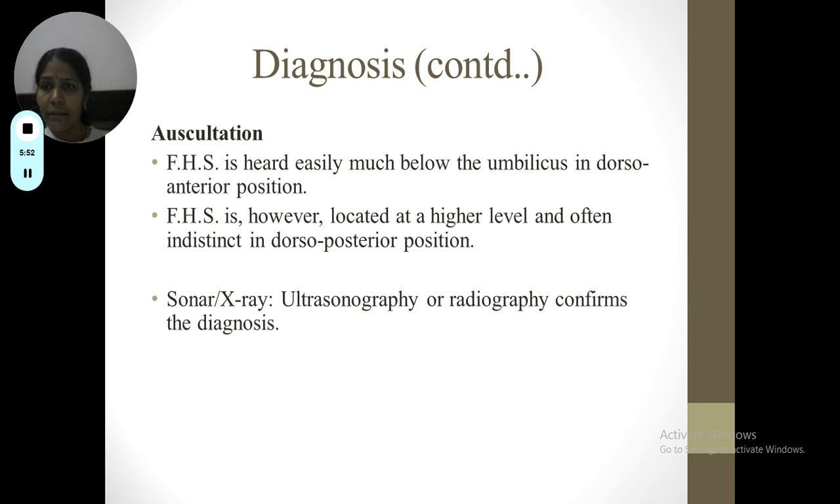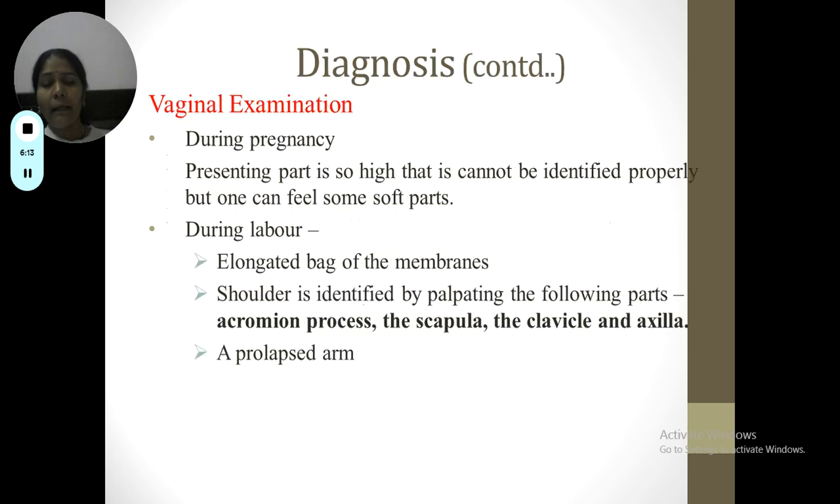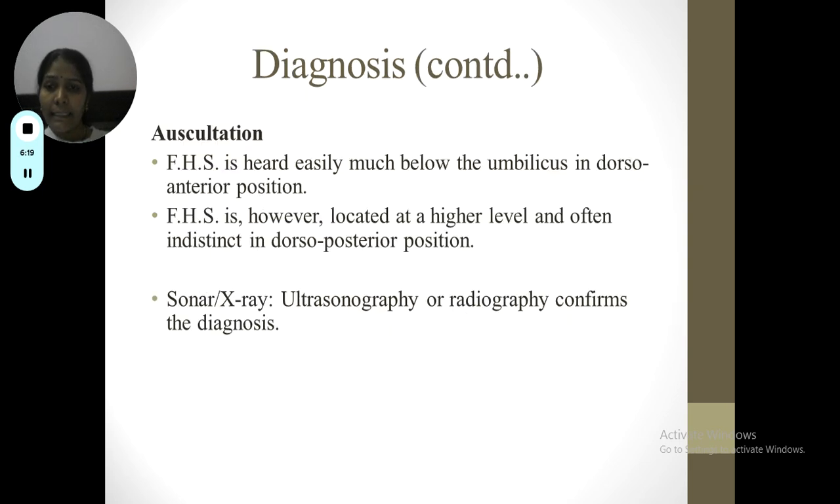Coming to auscultation, the fetal heart sounds are heard easily, much below the umbilicus, in dorso-anterior position. It is however located at a higher level and indistinct in dorso-posterior position. When the dorsum is back, the exact position of the fetal heart cannot be located. And diagnosis is by ultrasound examination, where we can see the exact presentation of the fetus.